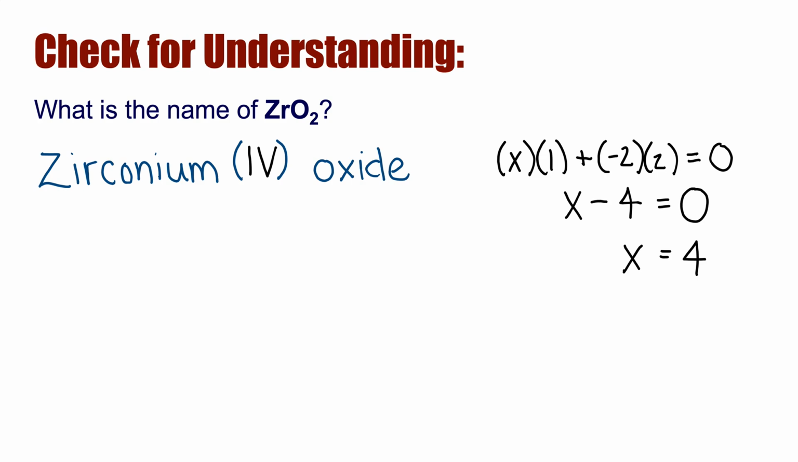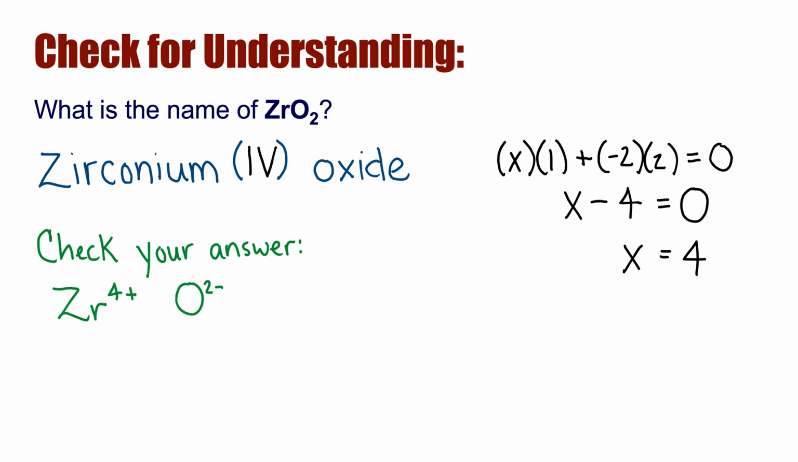At this point, I need to check my work, so I'm going to check my answer. I'm saying that zirconium has a charge of +4, oxide's always -2. I crisscross, I get Zr2O4. That can be reduced down to ZrO2. The key thing is you are only placing the Roman numeral with the parentheses next to the metal if that metal can have more than one possible charge.